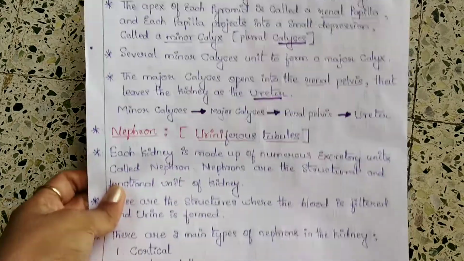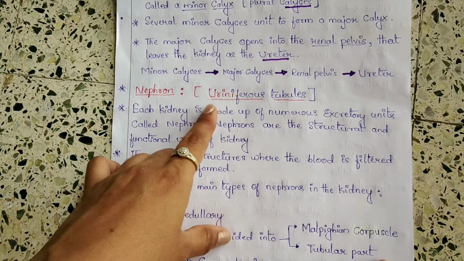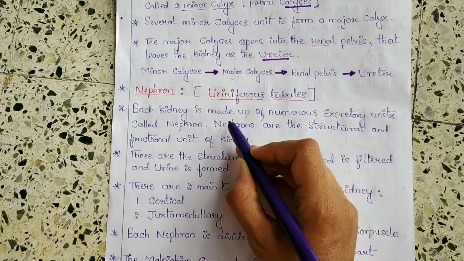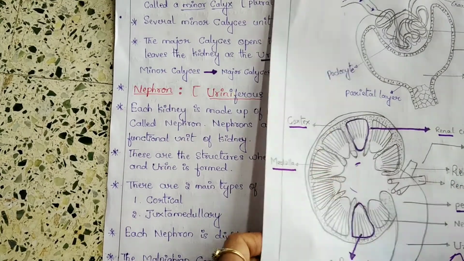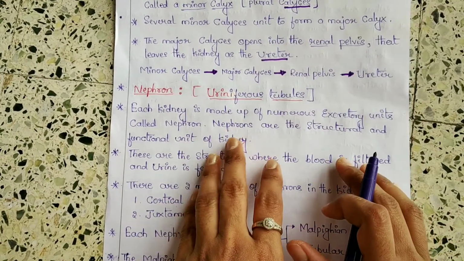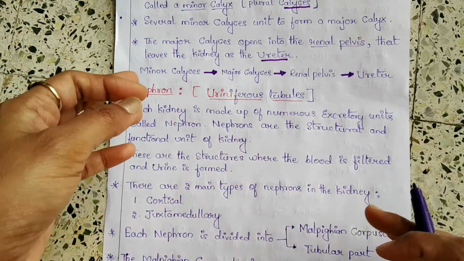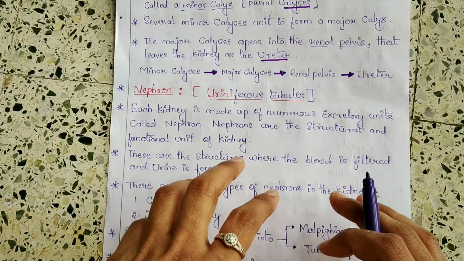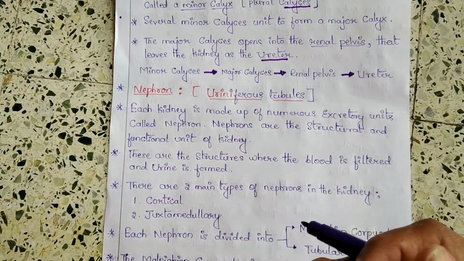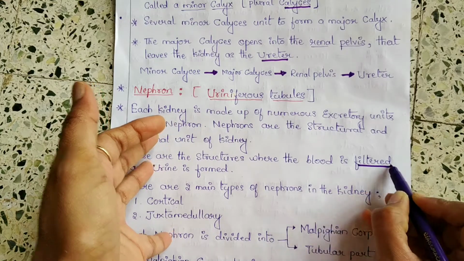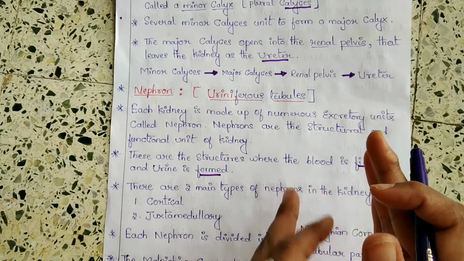The next important one is the nephron. Here the nephron has another name: it is also called the uriniferous tubule. Each kidney is made up of numerous secretory units called nephrons, and these nephrons are the structural and functional unit of the kidney. Why? Because this is the structure where the blood is filtered and the urine is formed. That's why nephrons are called the structural and functional unit of the kidney.